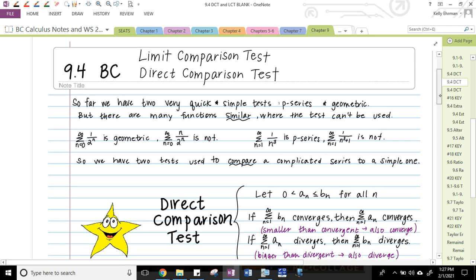All right, so we're going to talk about the direct comparison test and the limit comparison test. And these are very similar. The process is the same, actually. Conclusions are a little bit different. Very similar to what we did in Chapter 8. We had these two tests in Chapter 8.